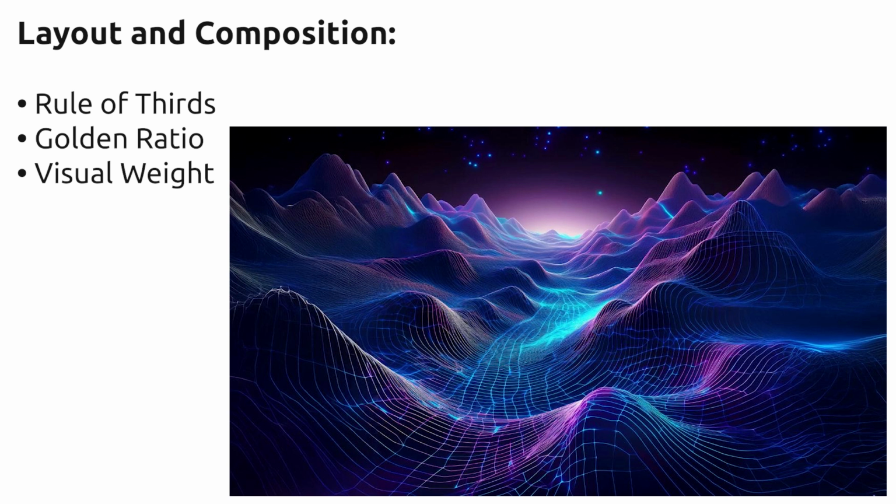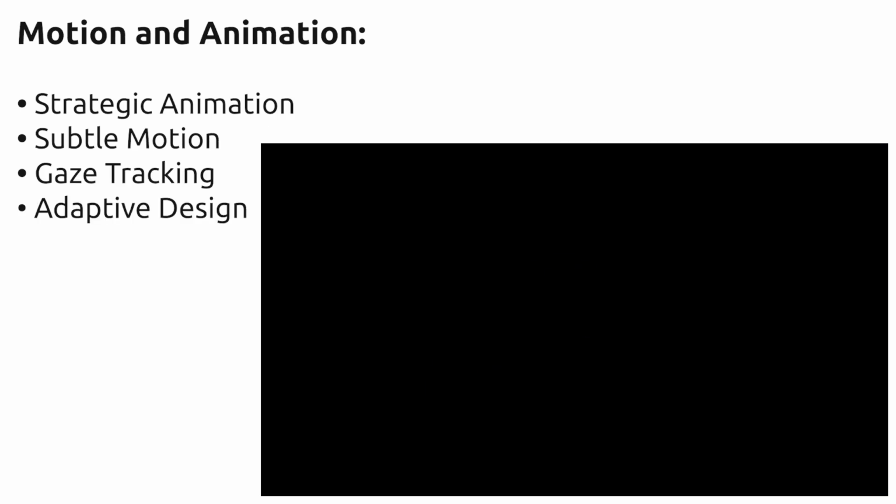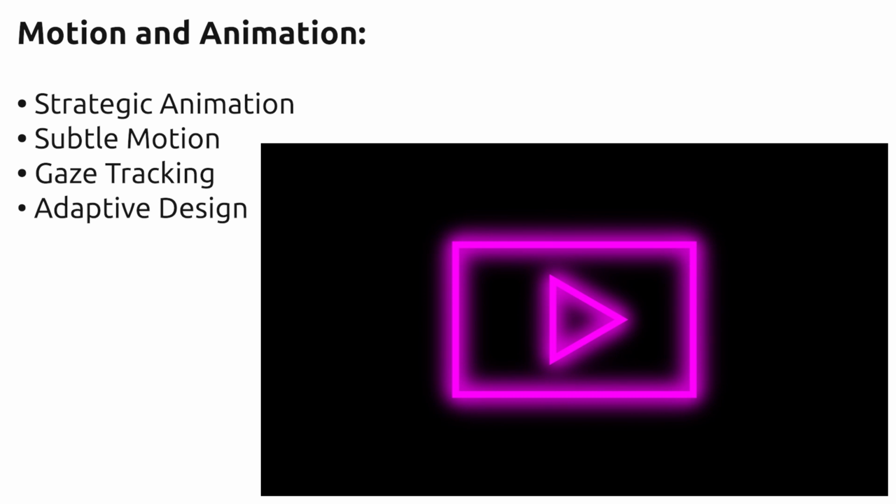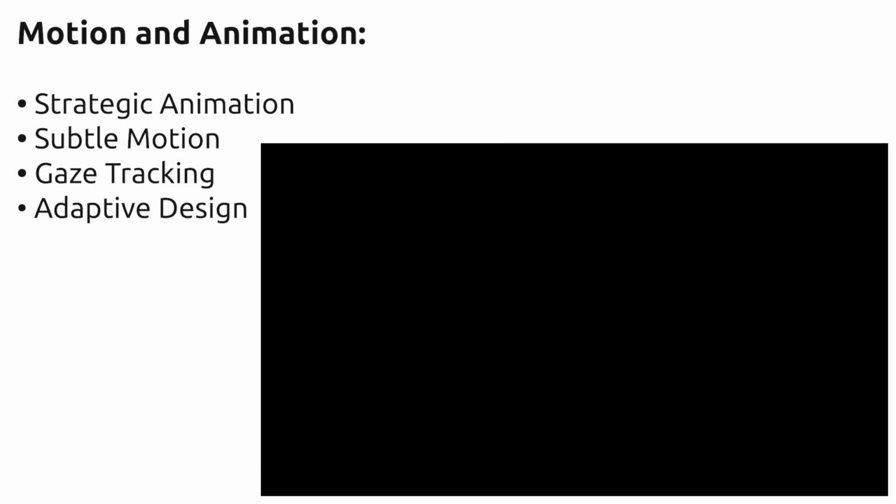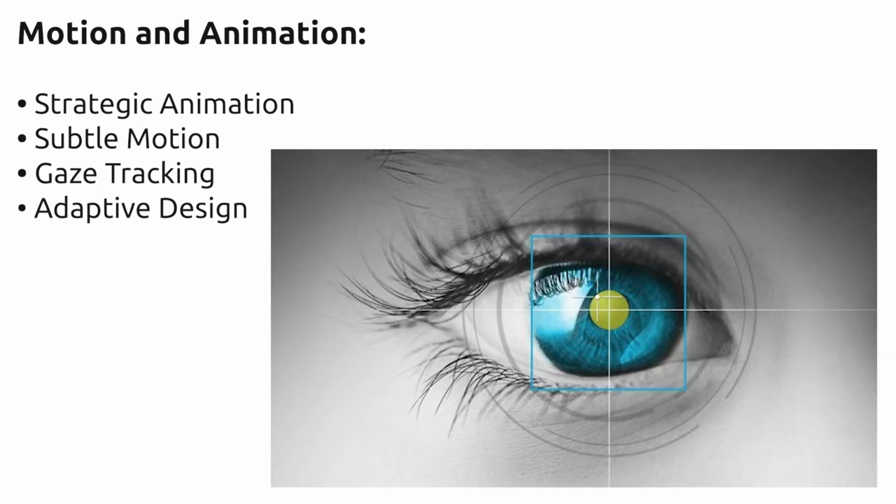Use patterns, rhythm, and leading lines to guide the user's eyes around the screen. Strategic animation is when animation is used to enhance user interaction and understanding. Use animation to draw attention to specific elements. Employ subtle motion to guide the user's eye without causing distractions. Use gaze tracking data to dynamically adjust the visual hierarchy, focusing on elements that the user is currently looking at.